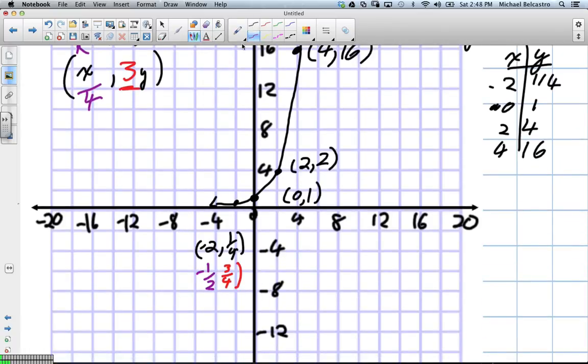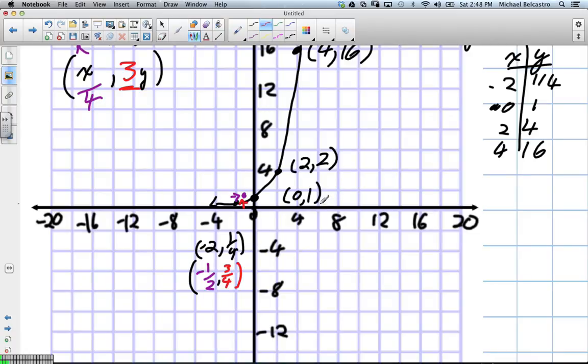So the new point here is really going to be at negative 1/2, and I guess we'll do this one in purple. Negative 1/2 and 3/4, so it's a little higher up. It's been compressed from before, right? It's been pushed in, and it's been vertically stretched, so it's been pulled up.